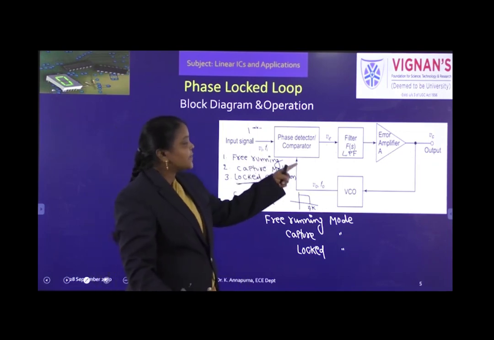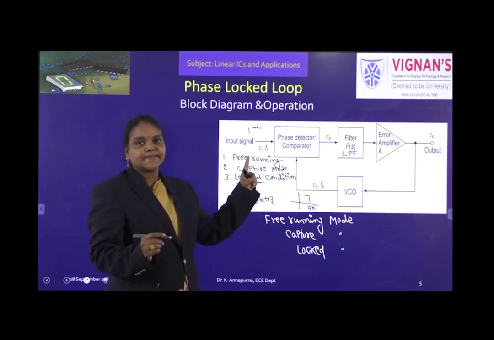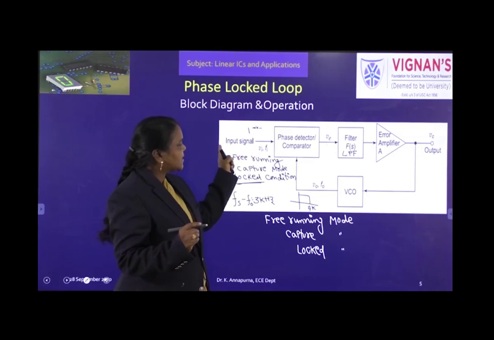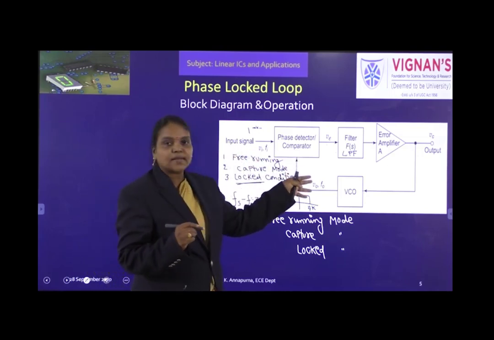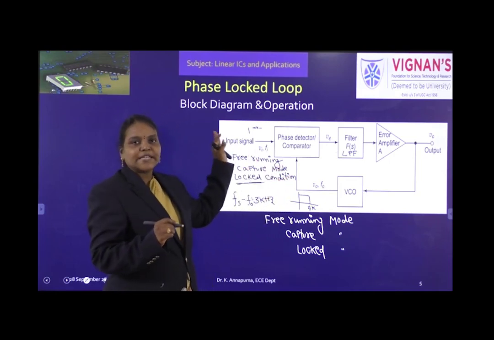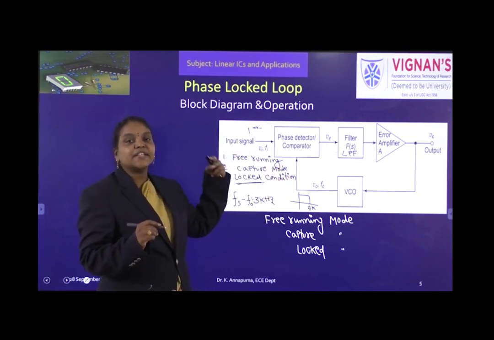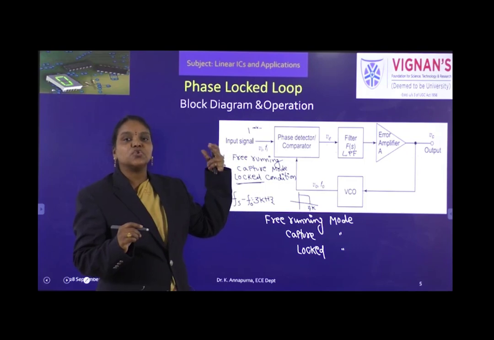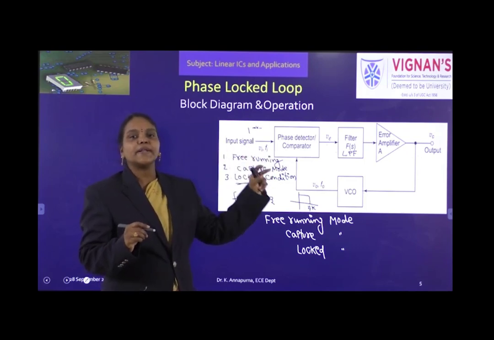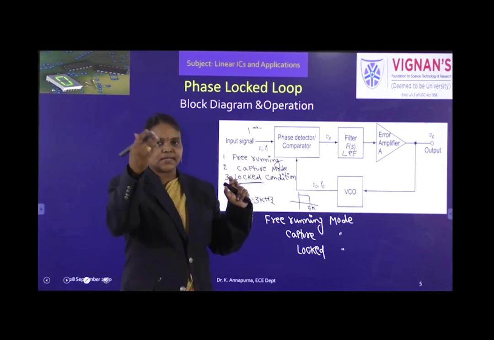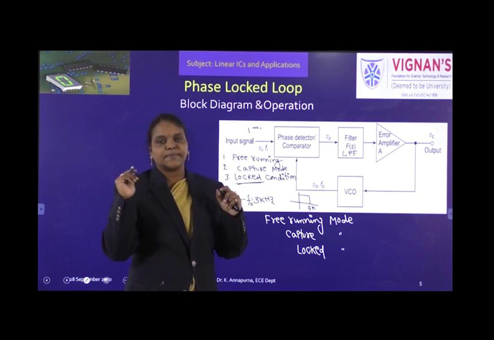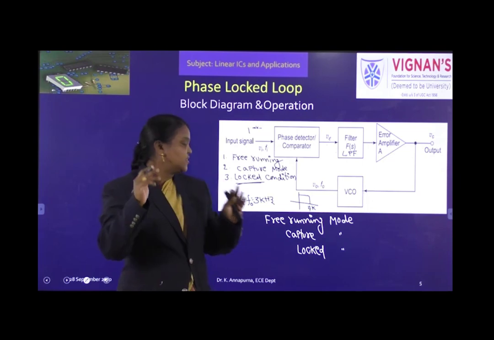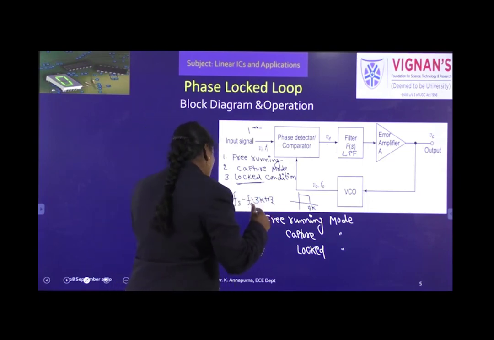Okay, once the PLL is locked, it can track the input signal frequency. Track means there is no need of this error signal correction and all. Suppose it is locked at 10 kilohertz, and next the input signal frequency is changed to 12 kilohertz, then automatically the VCO signal will track that. That is, it will change its frequency of oscillation to 12 kilohertz. But there will be some limit, that is the lock-in range.